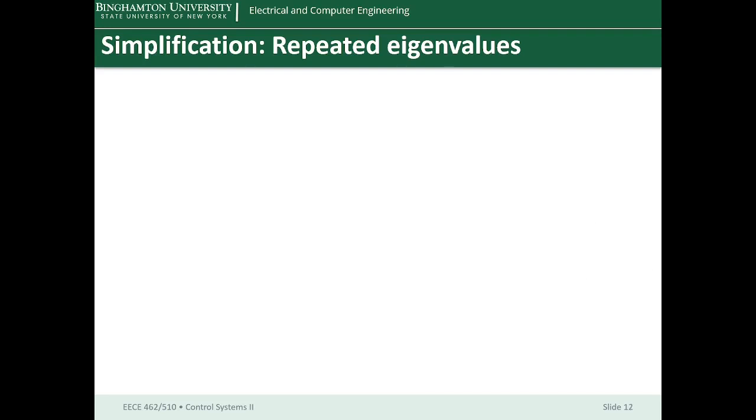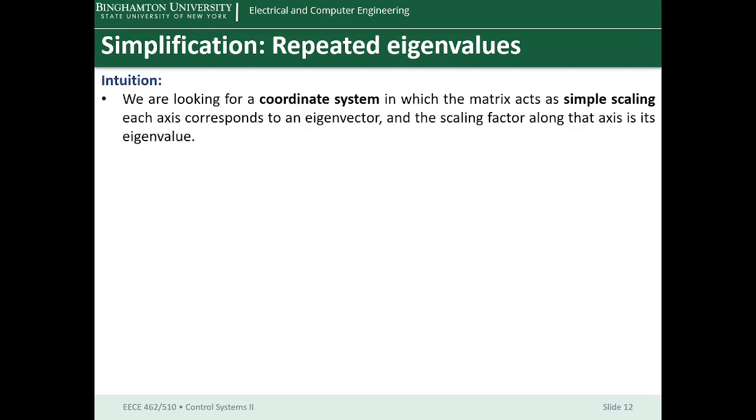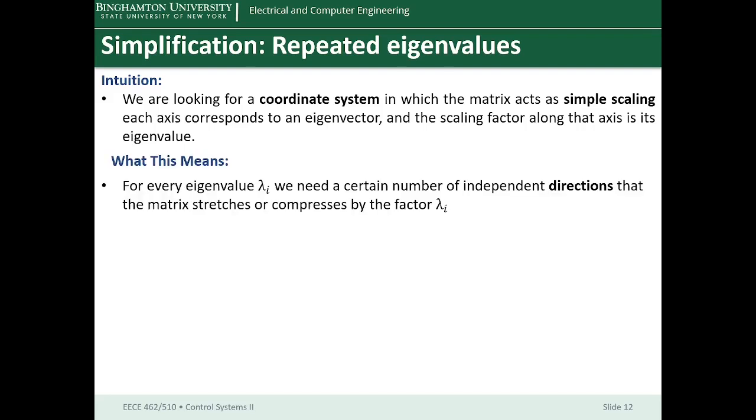Let's take a moment to review what we have done so far. Our goal has been to find a coordinate system in which the matrix acts as something very simple, a pure scaling along independent directions. In this coordinate system, each axis corresponds to an eigenvector and the scaling factor along that axis is the eigenvalue. To make this happen for every eigenvalue, we need a certain number of independent directions, directions along which the matrix stretches or compresses the space.